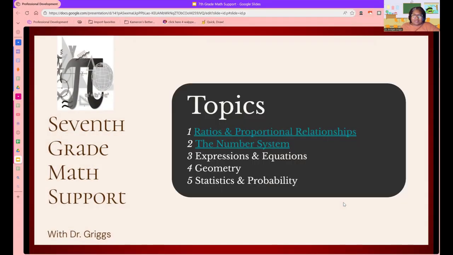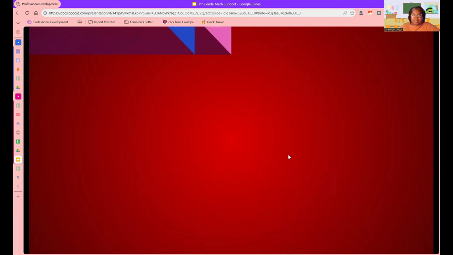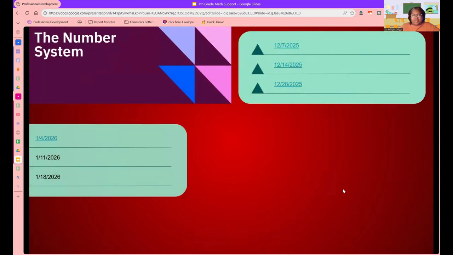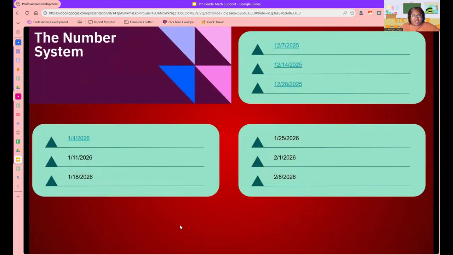to 7th grade math support. Again, my name is Dr. Griggs, and these will be our topics for this school year. We are now under topic 2, the number system. Underneath this topic, we have a total of 9 objectives. Let's look at our objective for today.